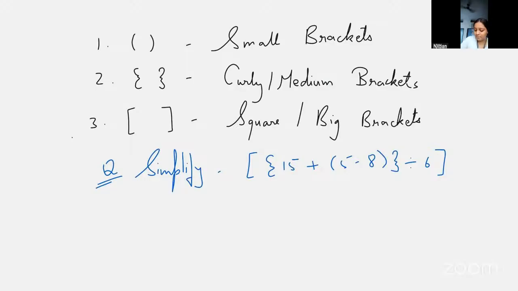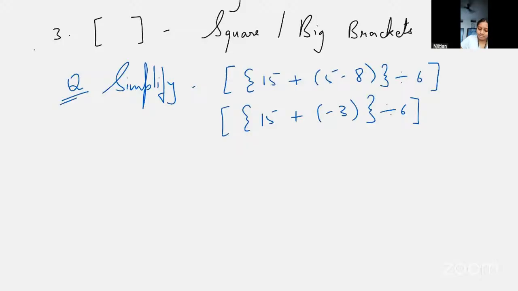First we will do 5 minus 8. Okay, first we do 5 minus 8. 15 plus 5 minus 8 is how much? Minus 3. Okay, minus 3. So now plus minus signs, very important, sign change. So it will become, I'll just remove this and this, 15 plus minus 3.